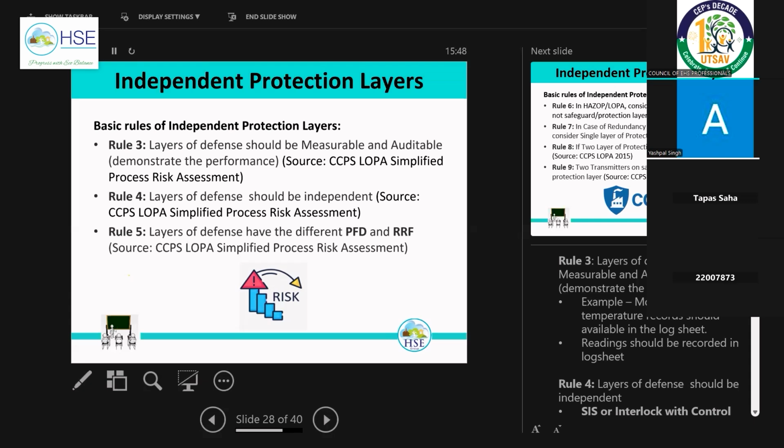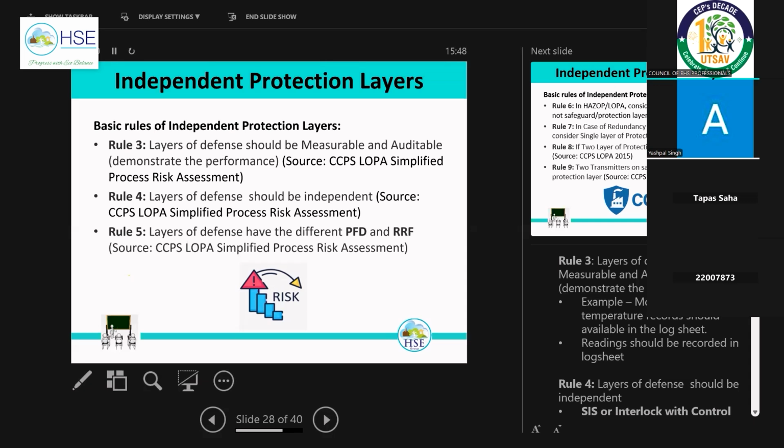That is based on the CCPS LOPA, Simplified Process Risk Assessment. Now again, rule 5. Rule 5 is layers of defense have different PFD and RRF. This is again sourced from CCPS LOPA, Simplified Process Risk Assessment. There is one table. So, different PFD and RRF. I already discussed that PFD is probability of failure on demand and RRF is risk reduction factor. Both are inverse of each other.